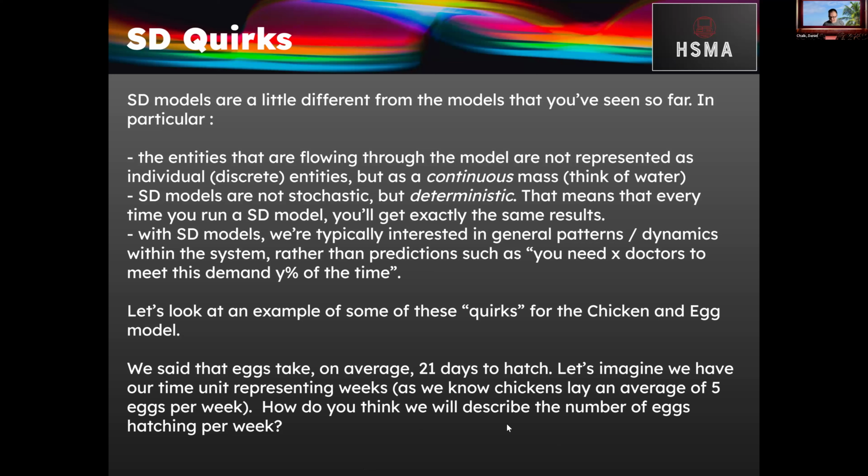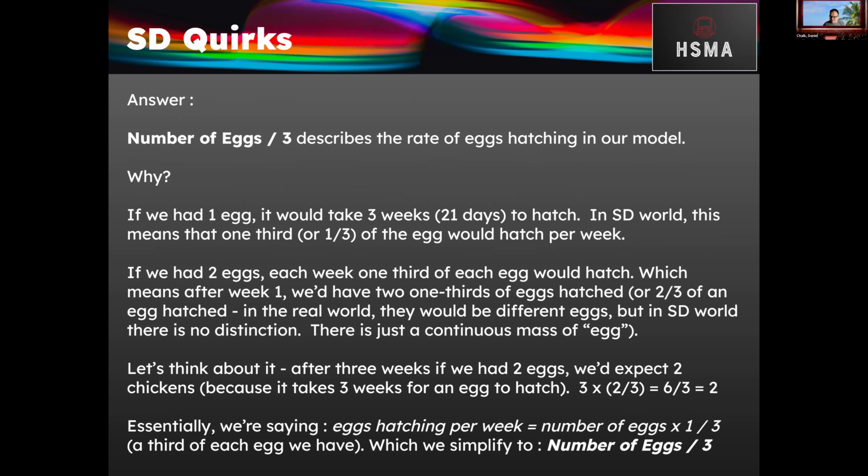So we said that eggs on average take 21 days to hatch. And let's imagine our time unit can represent anything we like, but we're going to have it representing weeks, because we know that chickens lay on average 5 eggs per week and they take 21 days to hatch an egg. So let's just make our time unit weeks. How do you think we will describe the number of eggs hatching per week? Well, the answer is possibly not what you might expect.